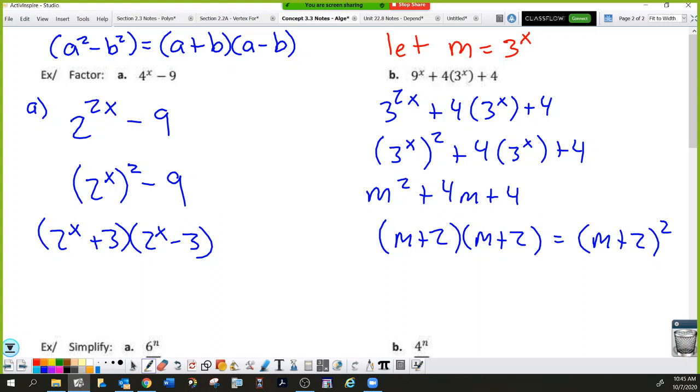And last but not least, resubstitute for m. Our very last step would be to resubstitute for m, because there were no m's in the original equation. It was 3 to the x. So this factors to be 3 to the x plus 2 quantity squared.